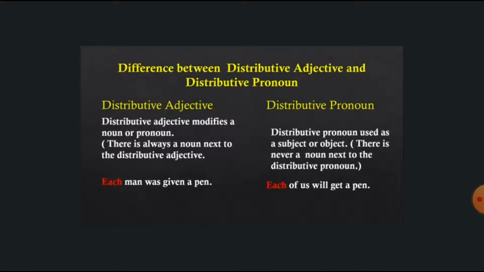A distributive pronoun, on the other hand, is used as a subject or object. There is never a noun next to the distributive pronoun. Each of us will get a pen. Here you can see that after each we don't have any noun.